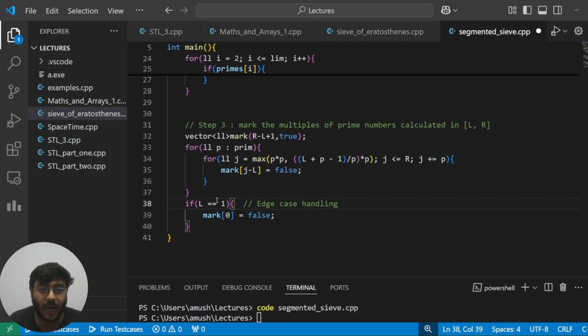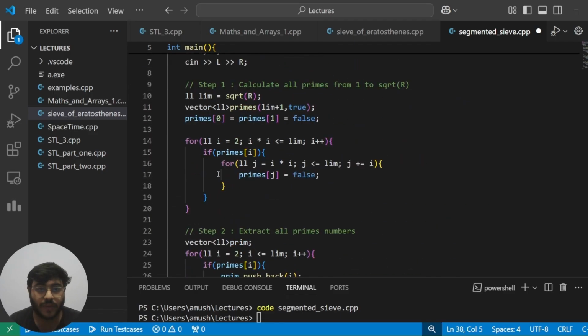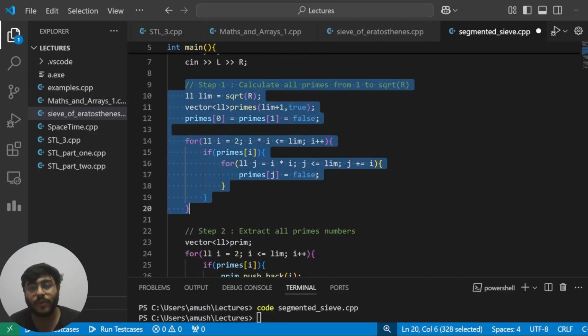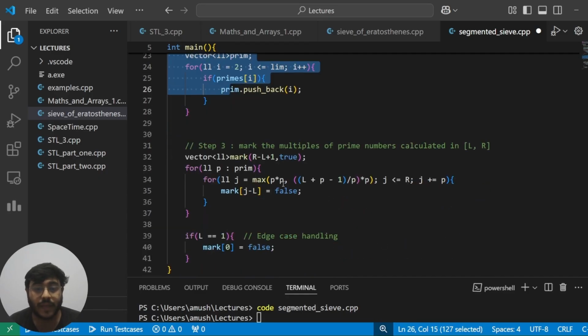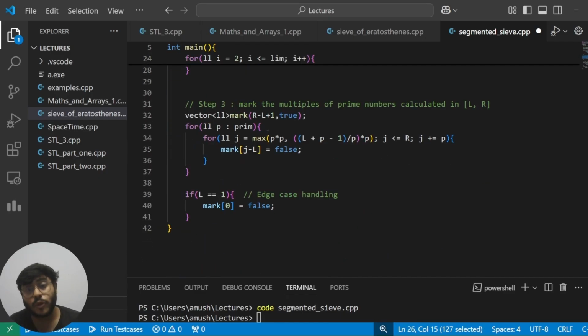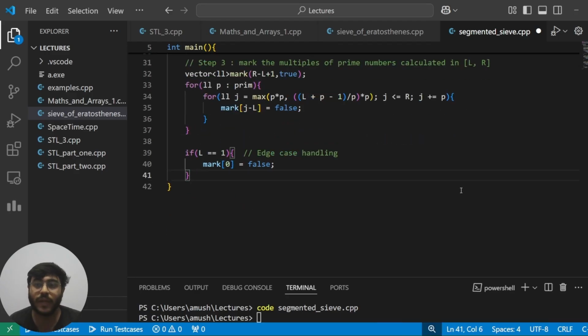Okay, and after these three steps, first of all we calculate all primes from 1 up to SQRT, then extract all the prime numbers in that range that we have calculated. Then we basically mark the multiples of those prime numbers in the range from L to R. Finally, we are actually ready to print all the prime numbers from L to R. And how do we do it?